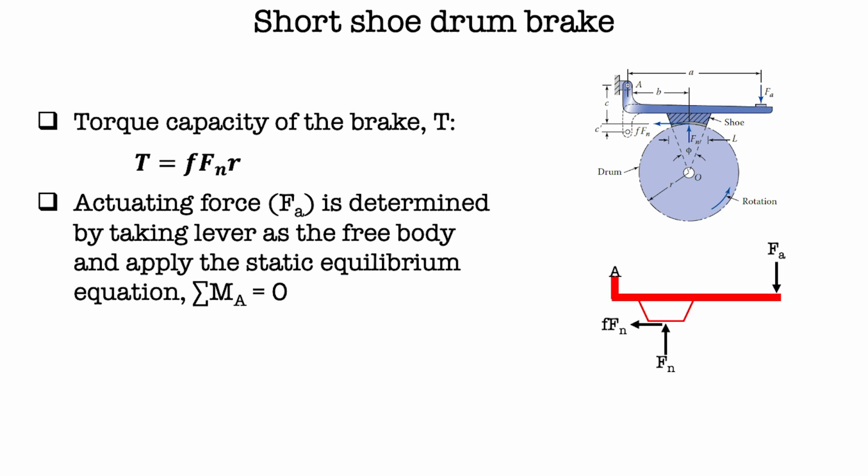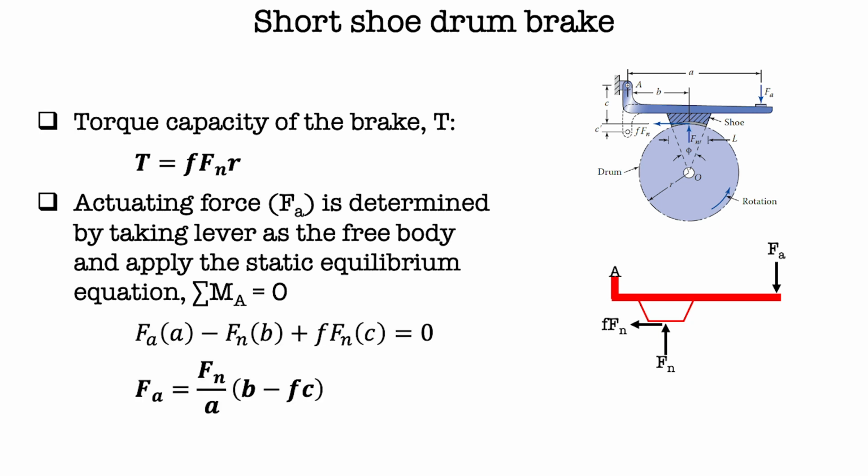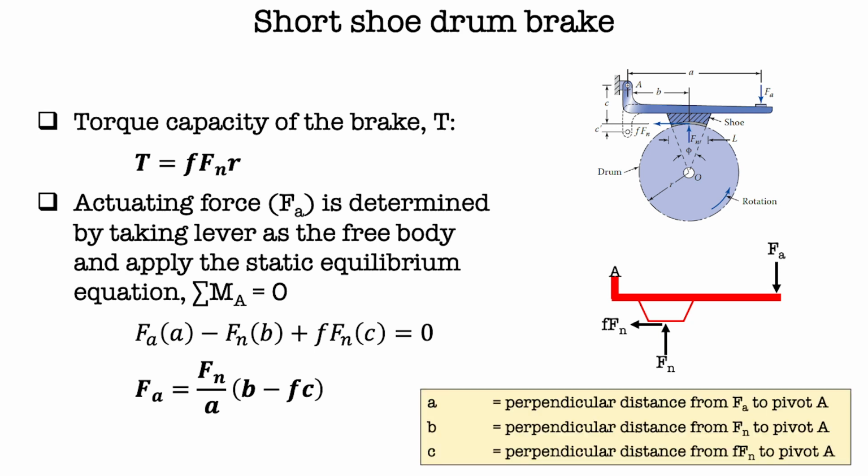And the actuating force is determined by taking the lever as the free body and applying static equilibrium equation, summation of moments at A equal to 0. Then we get the equation of Fa. A, B, and C are the perpendicular distances from respective forces to the pivot point A.